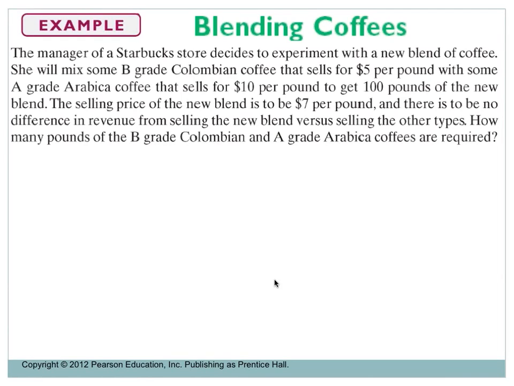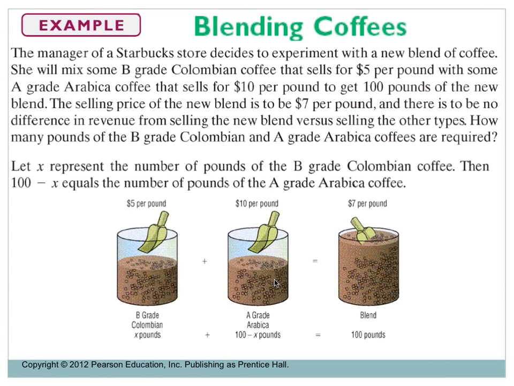So she wants to know how many pounds of grade B and how many pounds of grade A coffee she needs to make the 100 pounds. So what we're going to do is let X represent the number of pounds of the B grade coffee. Now, we know that together we need to have 100 pounds. So we know that 100 minus X is going to be the number of pounds in the A grade coffee.